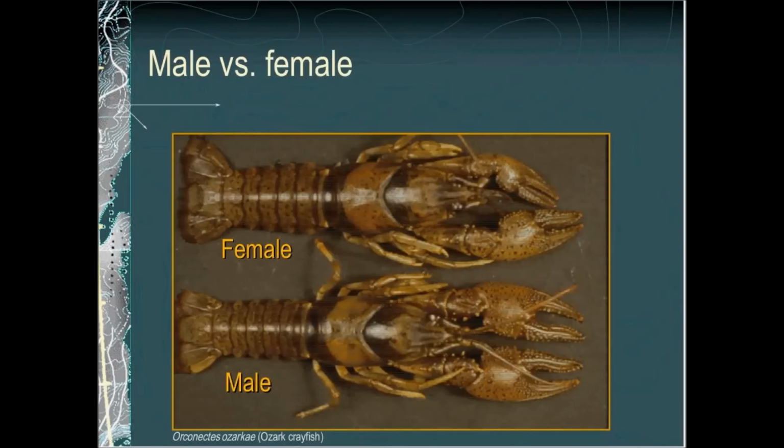Now, he's able to do this. This is an Ozark crayfish, Orconectes ozarki, and you've got the female on top and the male on the bottom. And they're about the same body length, body size, but the male has much larger claws. And this is what allows him to essentially overpower the female and mate with her.